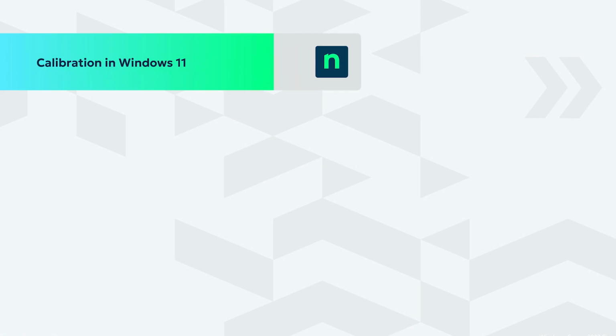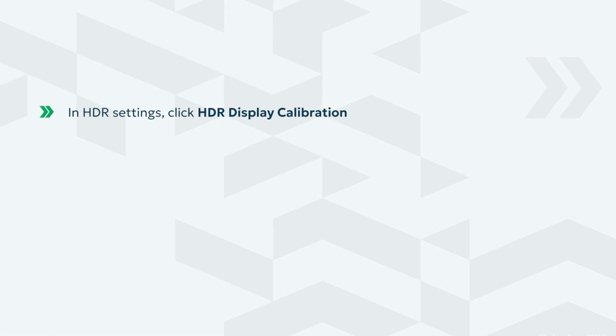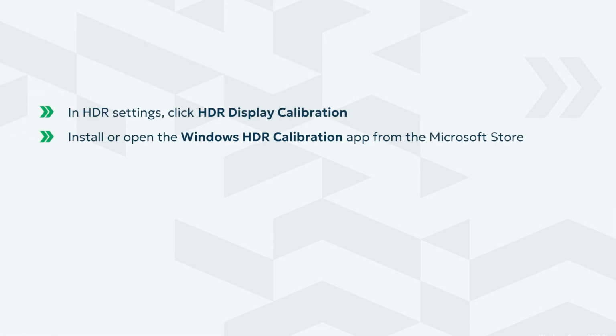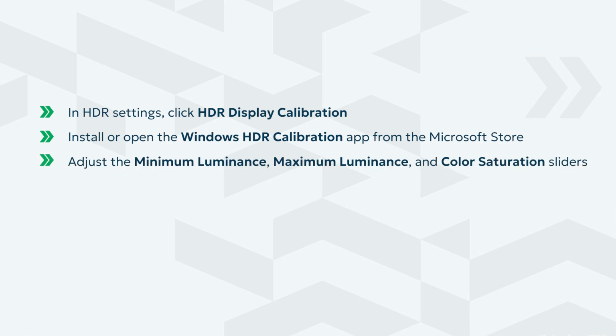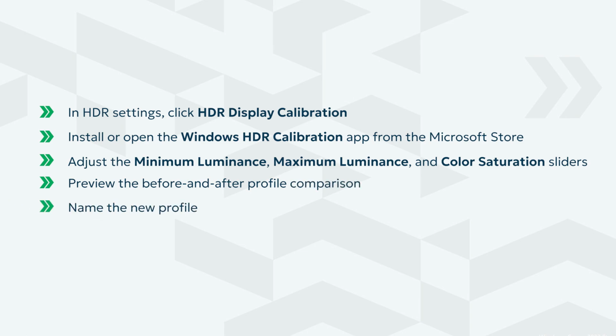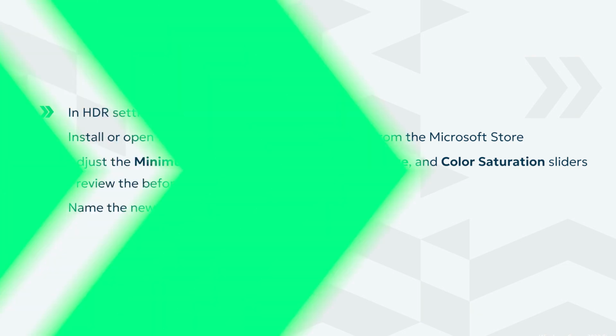If you're using Windows 11, calibration is easy thanks to Microsoft's dedicated HDR calibration tool. In HDR settings, click HDR Display Calibration. Install or open the Windows HDR Calibration app from the Microsoft Store. Follow the on-screen guide. Adjust the minimum luminance, maximum luminance, and color saturation sliders until the preview looks correct. Preview the before and after profile comparison. Name the new profile and click Finish to apply it.